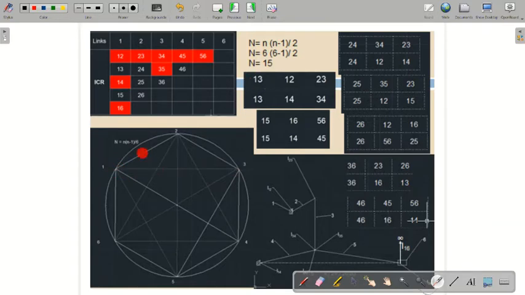Okay. Then what is this? 1 2. Then write 1 2. Then 2 3. Then write 2 3.